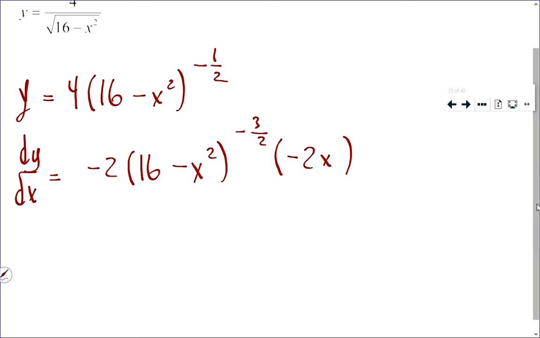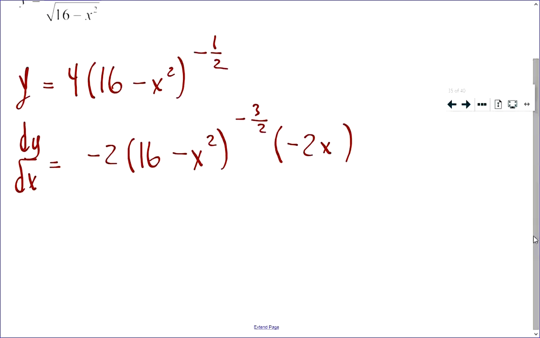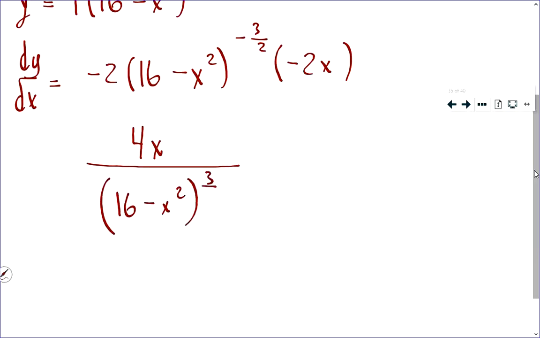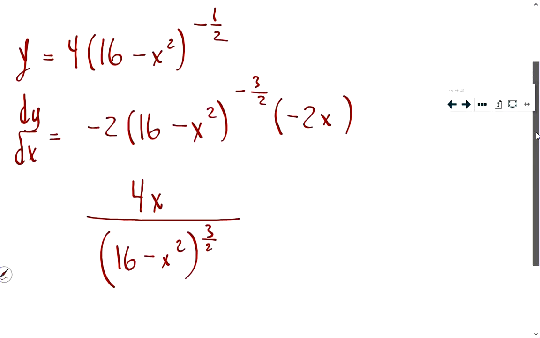Derivative of the base? The derivative of the base, the derivative of what's inside, the derivative of what we wrapped the exponent around, the derivative of u, because that's u. And now we can put the 2x and the x together and get 4x by multiplying. Negative times negative is a positive over 16 minus x squared to the 3/2. And you're done. And I'm telling you, it would have taken you a long time to differentiate this problem without the chain rule.